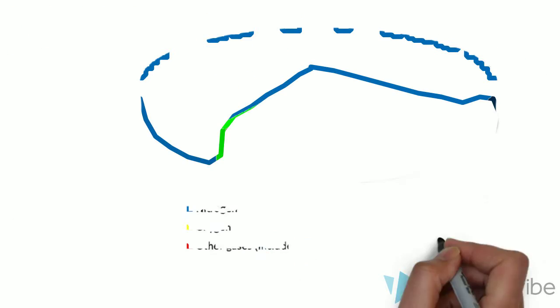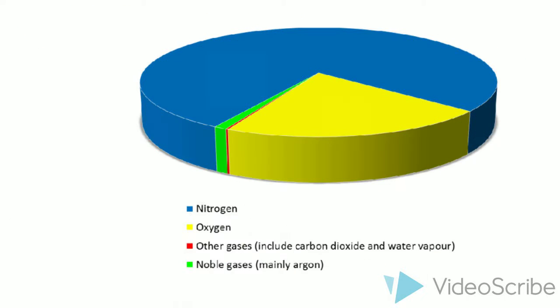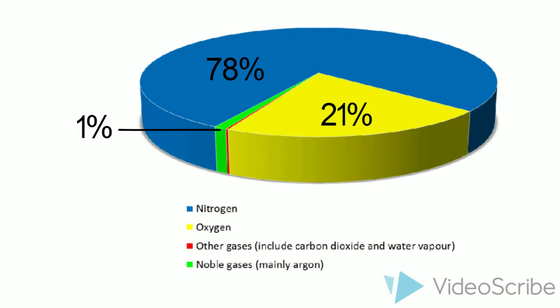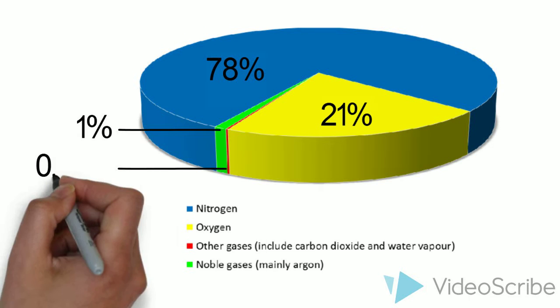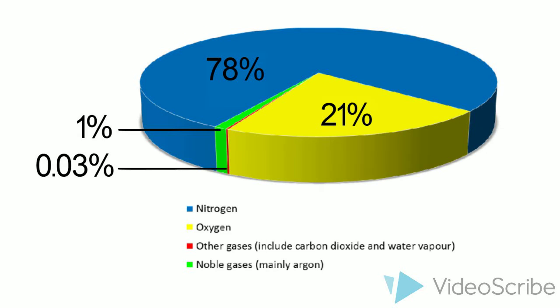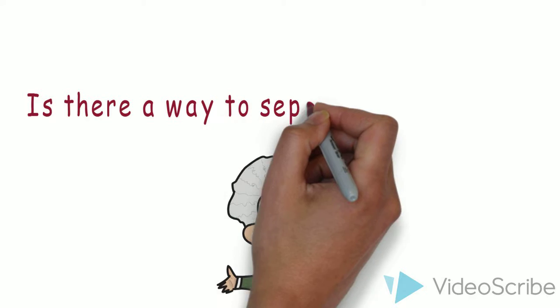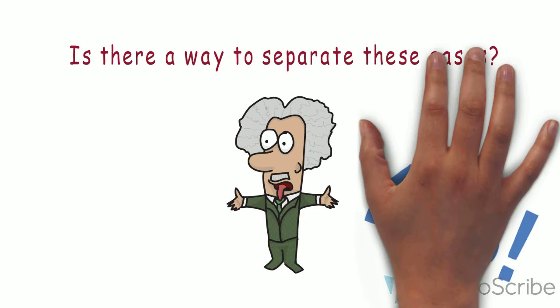So the different gases are present in different percentage compositions. For instance, nitrogen occupies about 78% of clean air, whereas oxygen occupies about 21%. Therefore, these two form the main gases in clean air. Noble gases, which consist mainly of argon, occupy about 1%, whereas other gases such as water vapor and carbon dioxide occupy about 0.03%. So, how did scientists know about these percentage compositions, and is there a way to separate these gases? The answer is a definite yes.